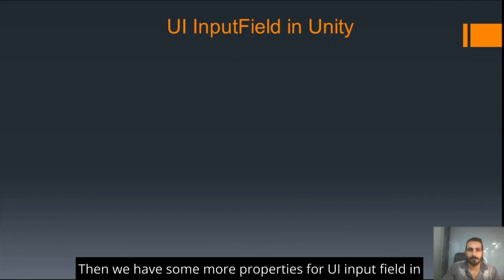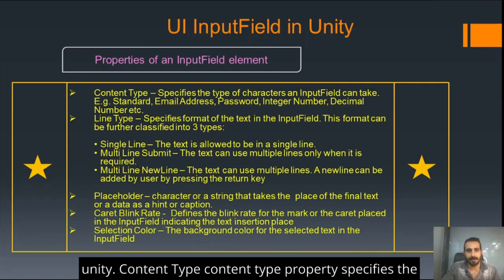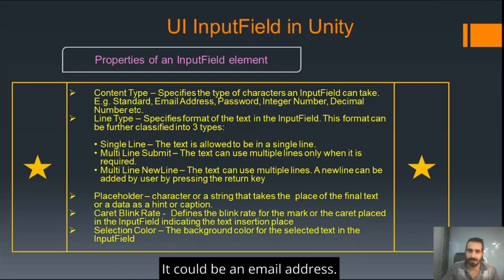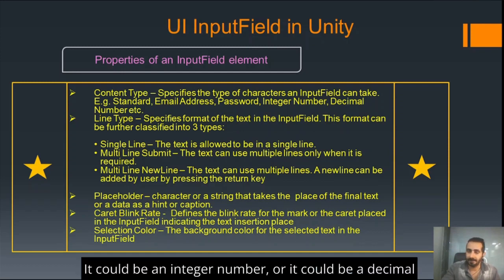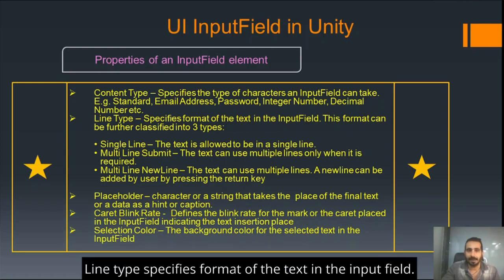Then we have some more properties for UI input field in Unity. Content Type. The Content Type property specifies the type of characters an input field can take. For example, it could be a standard character, it could be an email address, it could be a password, it could be an integer number, or it could be a decimal number. Then we have Line Type. Line Type specifies the format of the text in the input field.